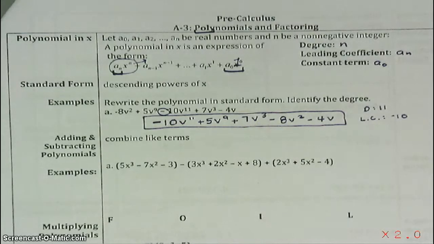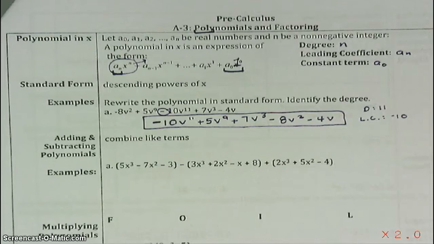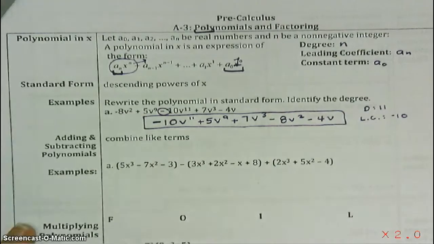So then adding and subtracting polynomials, I just combined them all in this one example. Just be wary of distribution and also make sure that you distribute any negative signs to every value inside of your quantity. And then at the end, just make sure that you write your final answer in standard form.